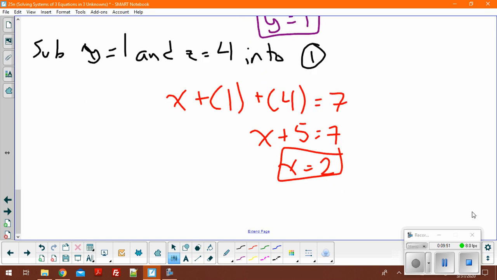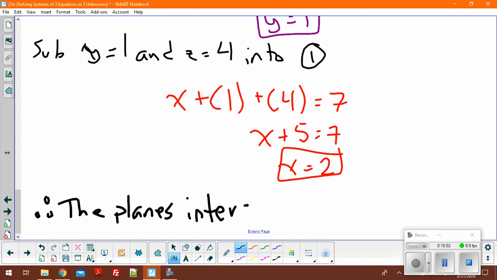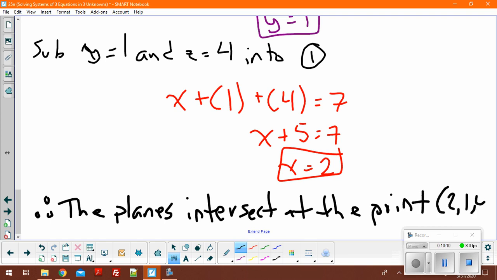Okay, so therefore, the planes intersect at the point 2, 1, 4. Okay, and that's basically the whole thing. So it's the same as the elimination process you've done in the past. It's just longer. Okay, there's more steps to do.